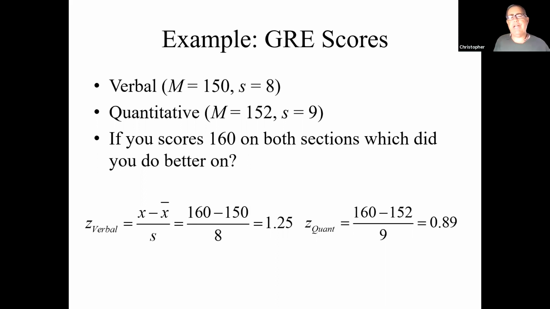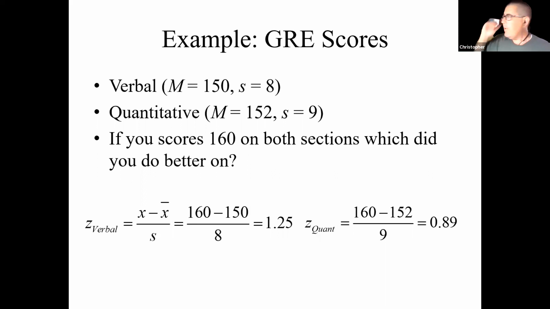Those sections have the means and standard deviations stated here. So the verbal has a mean of 150 and a standard deviation of 8. The quantitative has a mean of 152, with a standard deviation of 9.